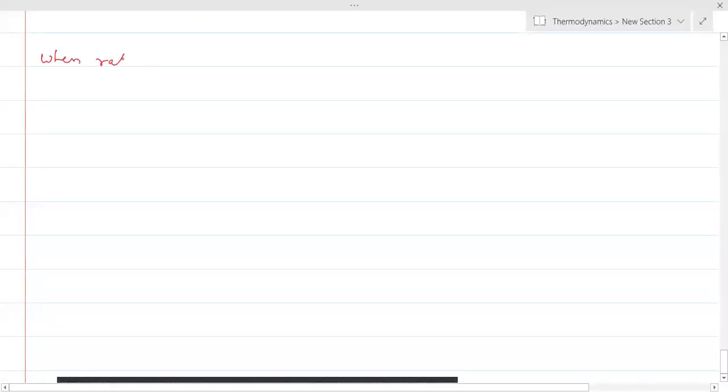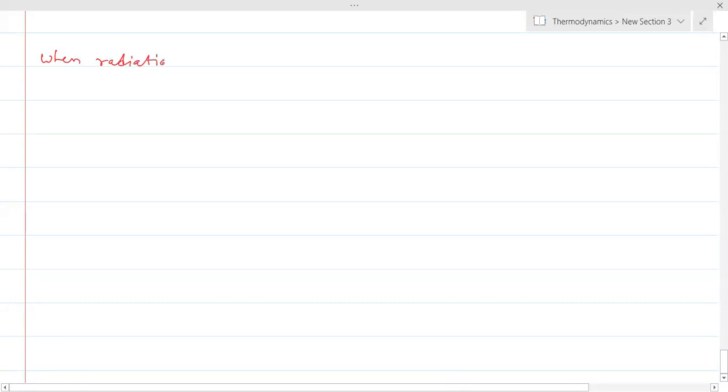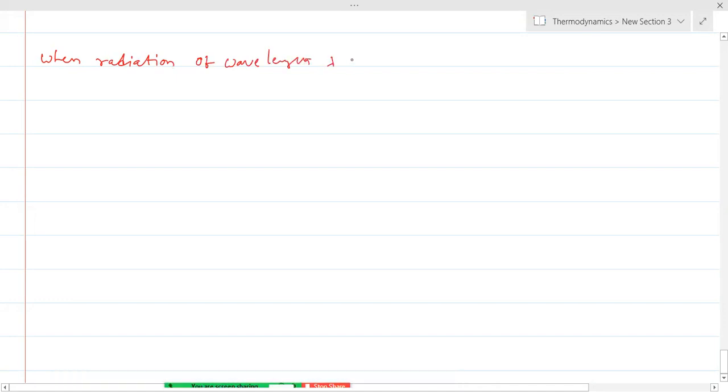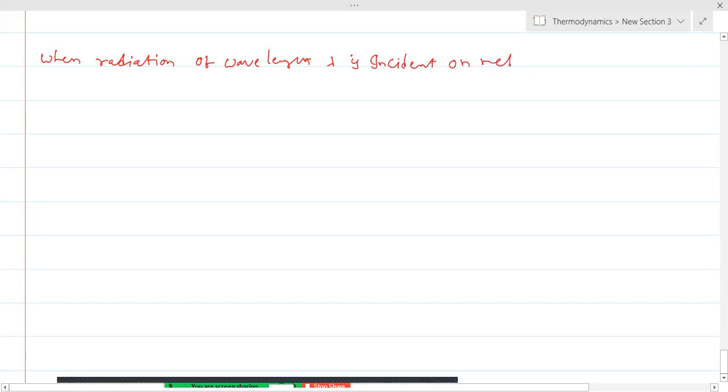Okay. Now we will see some examples. Suppose I am taking a problem: when radiation of wavelength lambda is incident on a metallic surface, the stopping potential is 4.8 volts.